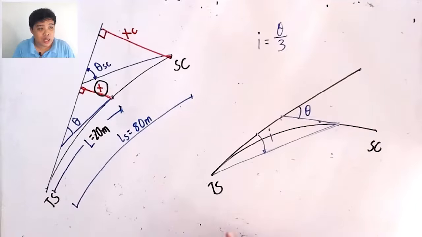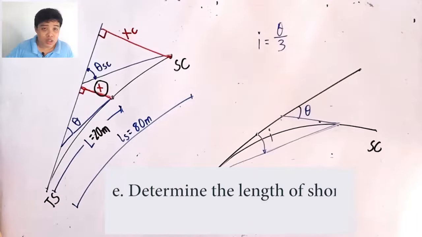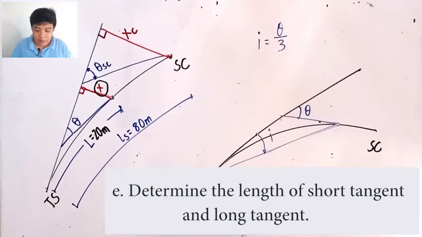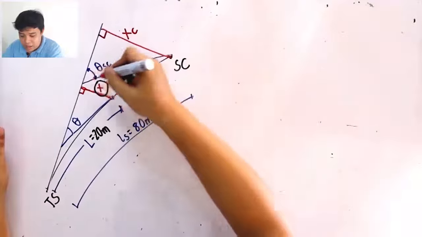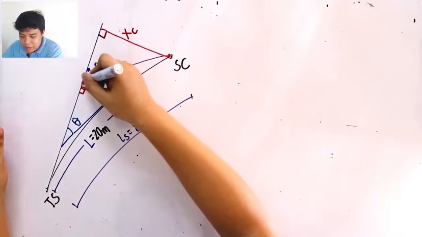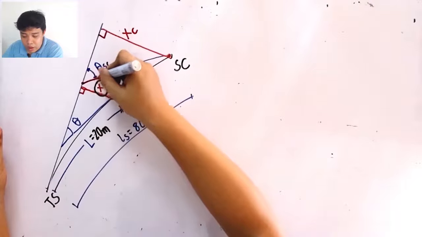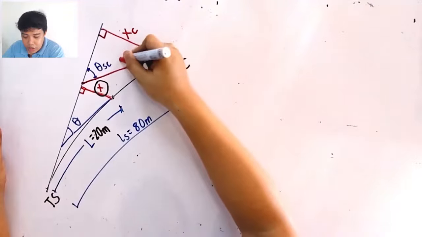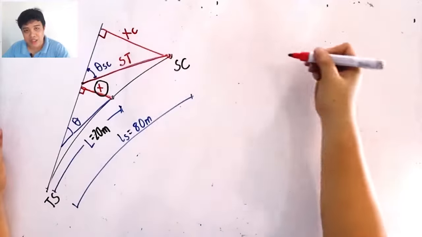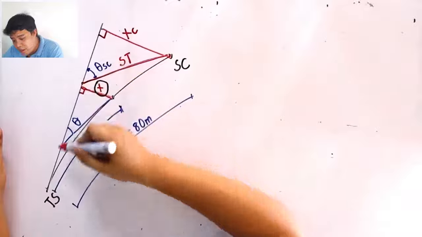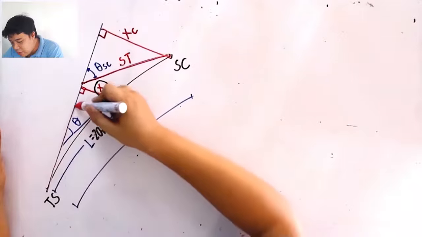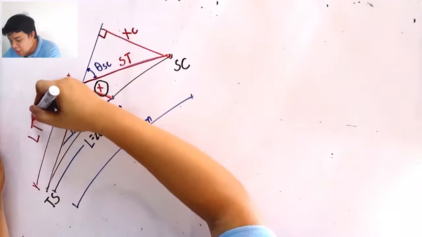I want to concentrate on the next question, which is determine the length of short tangent and long tangents. Look at my figure here. When you say short tangent, that is the distance from SC up to this point. So I will label this one. This is your short tangent. And the long tangent is the distance from TS up to this point. So therefore, this one is the long tangent.